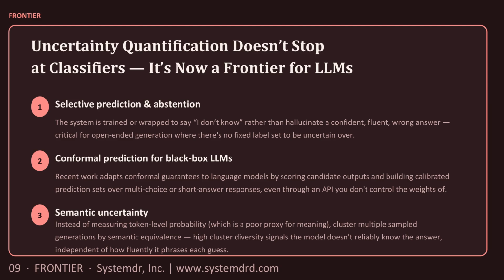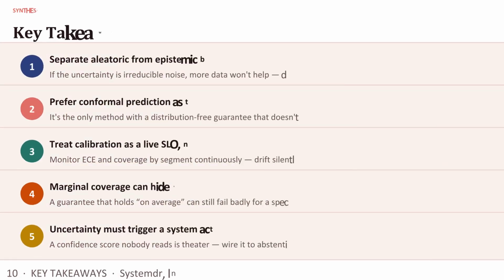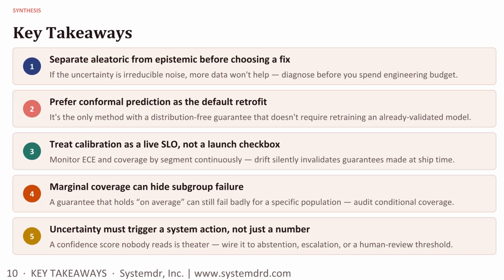Let's distill everything into principles to take with you. 5 heuristics to take with you. 1. Separate aleatoric from epistemic before you choose a fix. If the uncertainty is irreducible noise, more data won't help. Diagnose before you spend engineering budget.